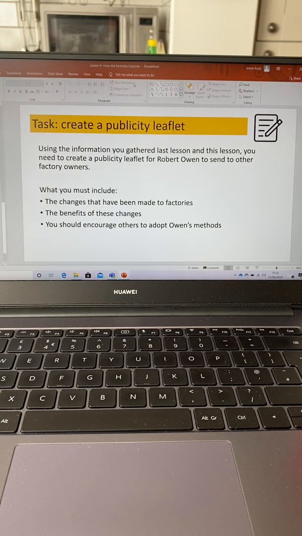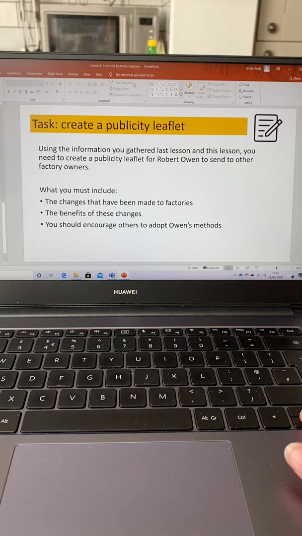Then to create a publicity leaflet. So think about what Robert Owen has now done. How is his method so much better than what we've seen before? So talk about the changes that can be made, refer to what you've seen, the benefits of those changes, and how he can win people over, because there are going to be a lot of factory owners that didn't want to introduce these changes. So you've got to try and charm the factory owners. They perhaps initially won't want to spend a lot of money, but it's all about long-term investment. Have a little think about that.